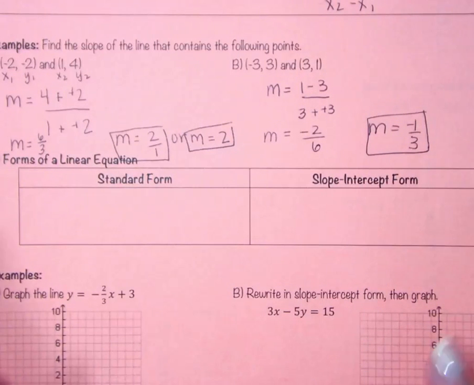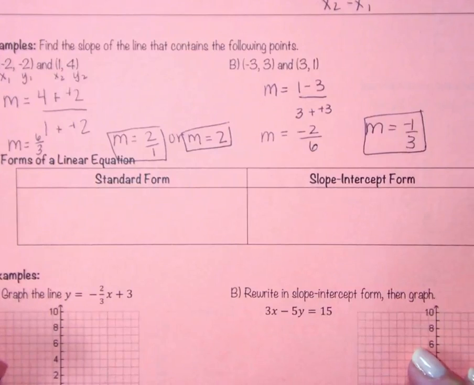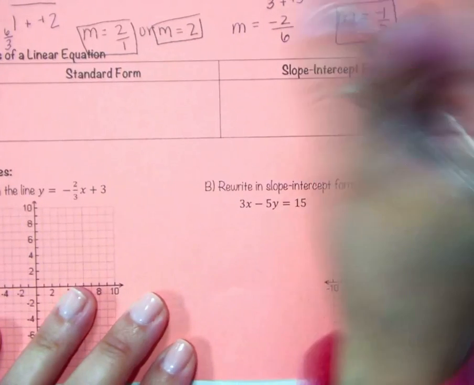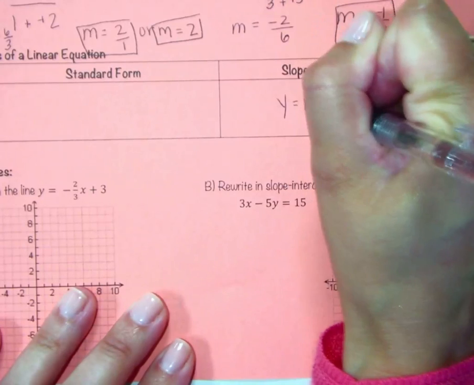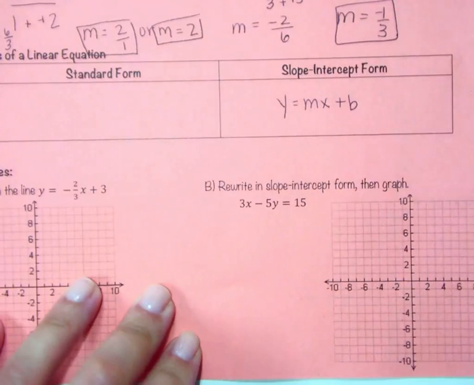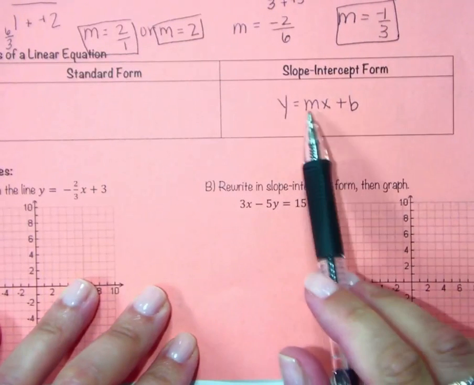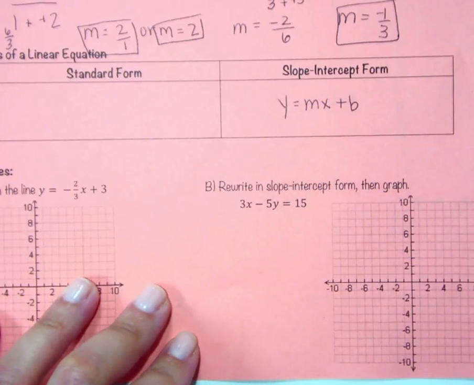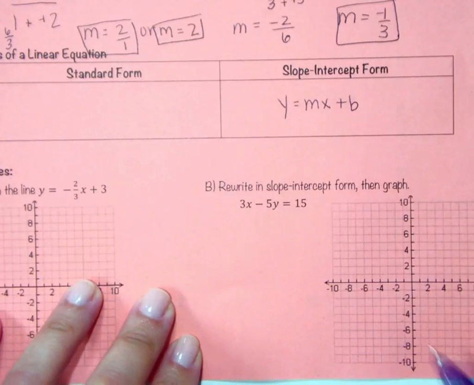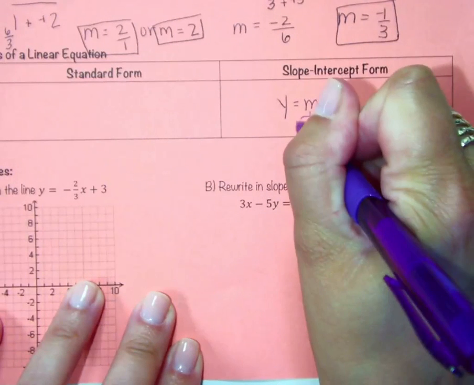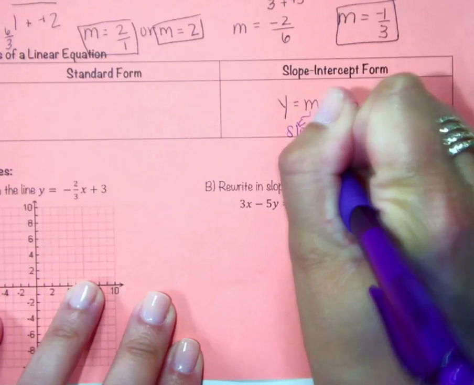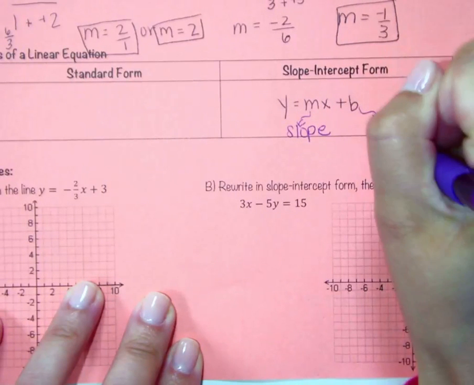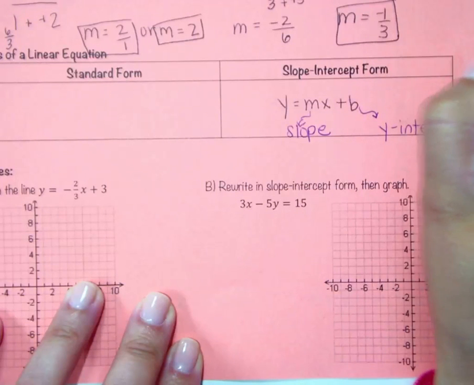All right, we are going to look at the two main forms of a linear equation that we are going to use in this class. The one that you guys are most familiar with, that you use most of the time in Algebra 1, is slope-intercept form. That's our y equals mx plus b, where m stands for our slope and b stands for our y-intercept.